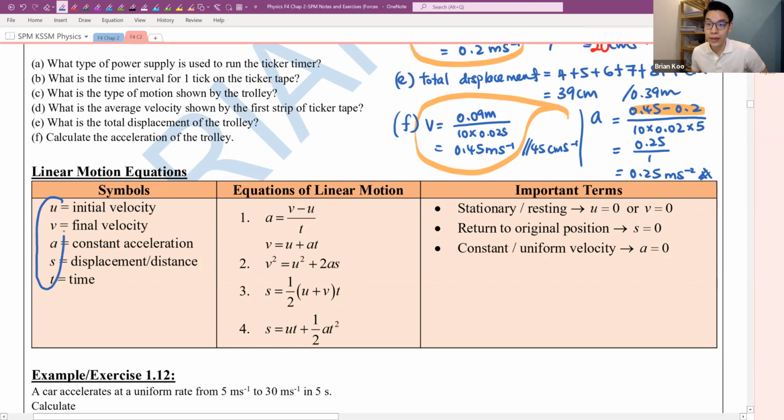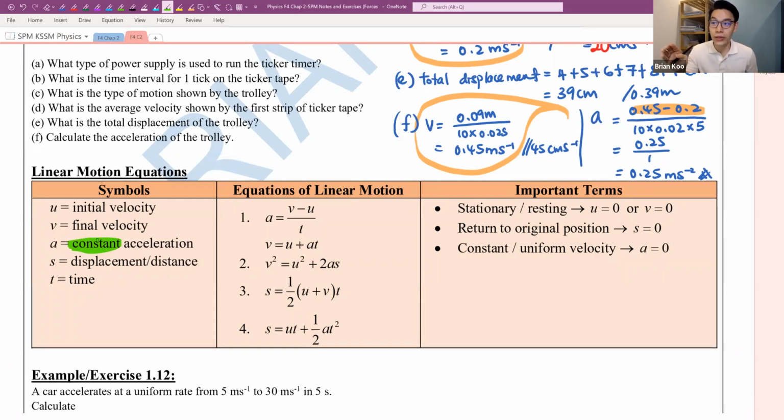5 symbols. U is the initial velocity, the velocity at the start. V is the final velocity, that one we know already. A is constant acceleration, right? So only if the acceleration is a fixed value, we can use it in our calculation, because if your acceleration is a different value, then you won't be able to use this.